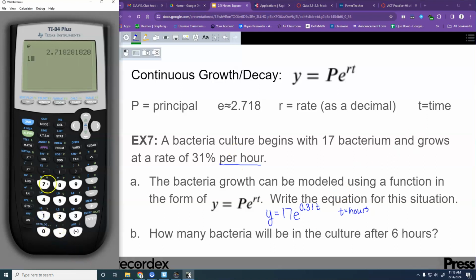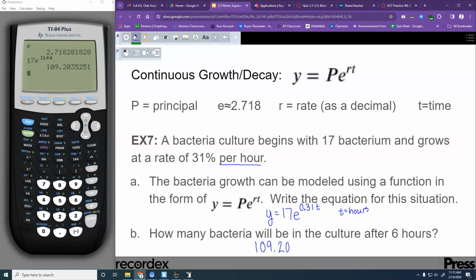So if we go over here on our calculator, 17 times E, again, is the blue button and your division key. Or you can do the blue button and natural log, and it'll do E and raise it to a power. Either one is fine there. 0.31 times 6. 109.203. Actually 204 if we round that to 3 decimal places. What I would do for this on like an AP exam, I'd say 109.204. I've got it rounded to 3 decimal places. And then I would say 109 bacteria.